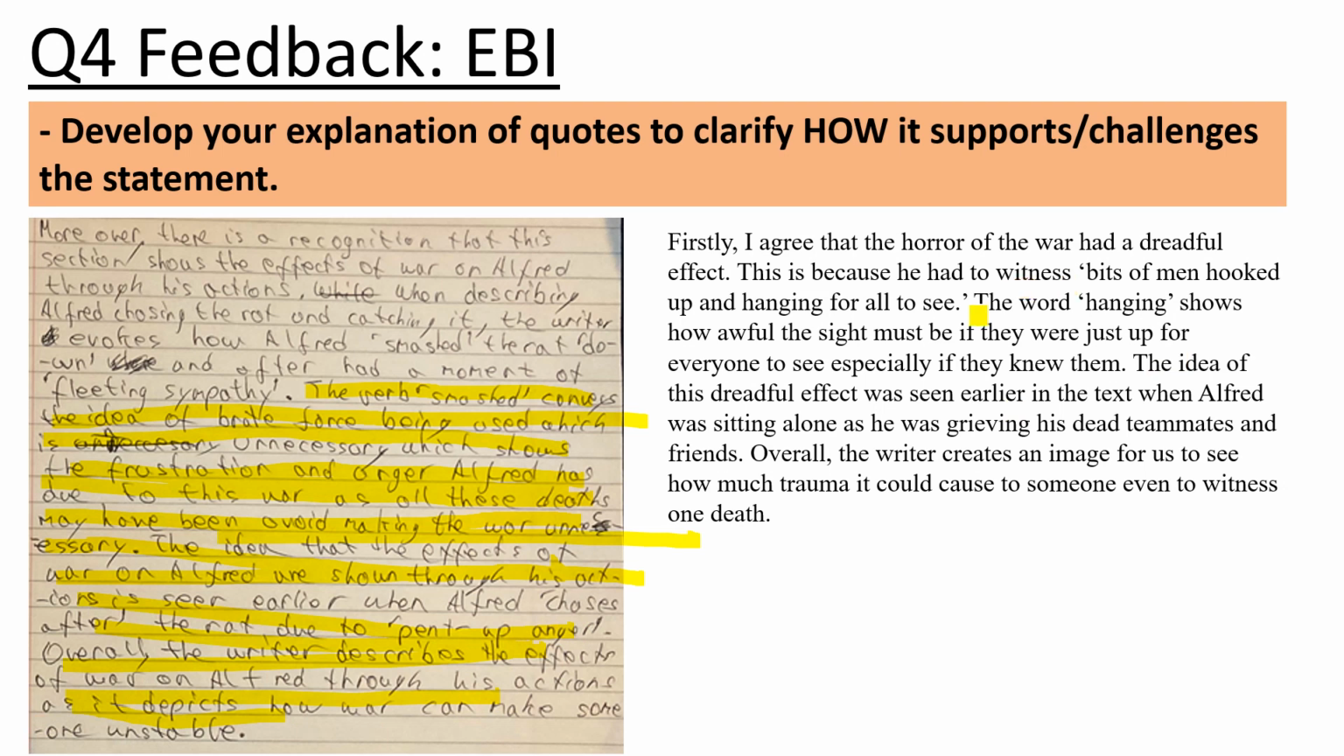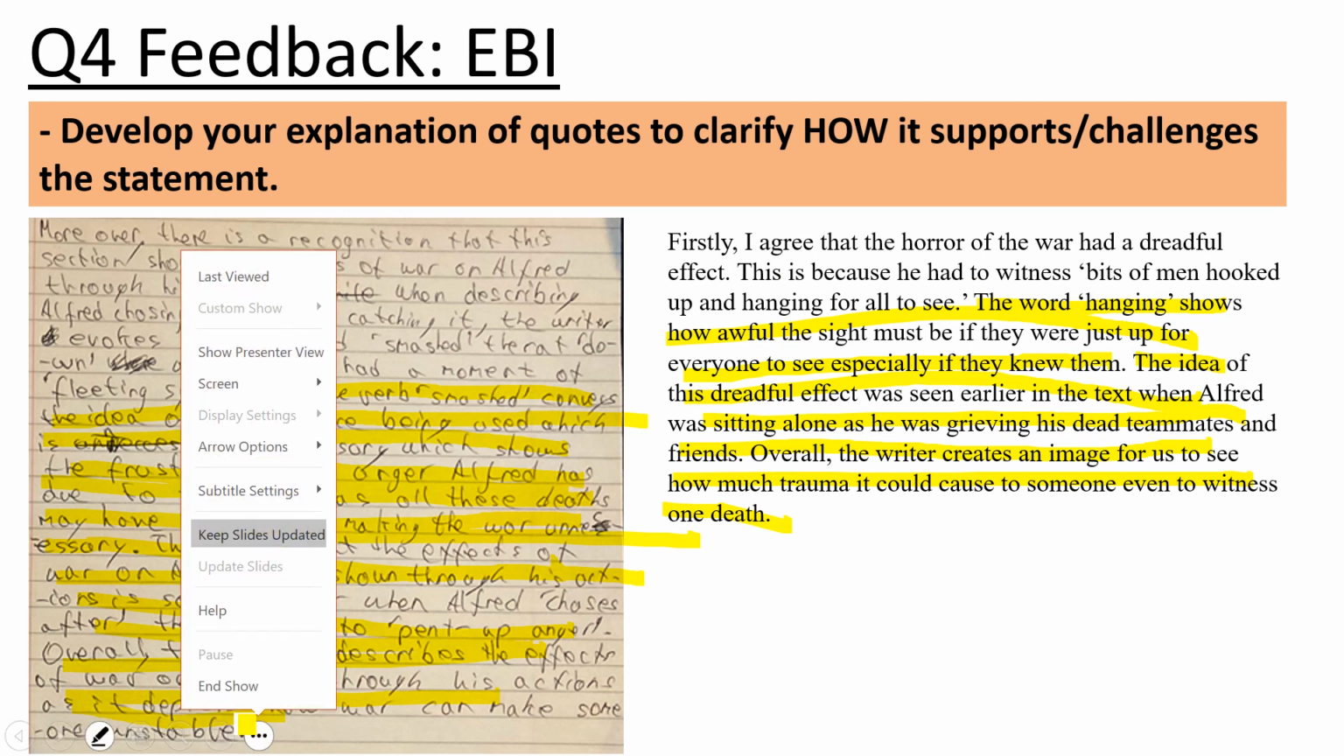This person, we have the word hanging, and it shows how awful the sight must have been, but there is no link back to how that supports the statement. And then they've done a little link here, but again, no link back to how these have impacted Alfred. So there's an evident difference. So I'm going to show you how I would improve this one on the right now. So let me just come out of my full screen.